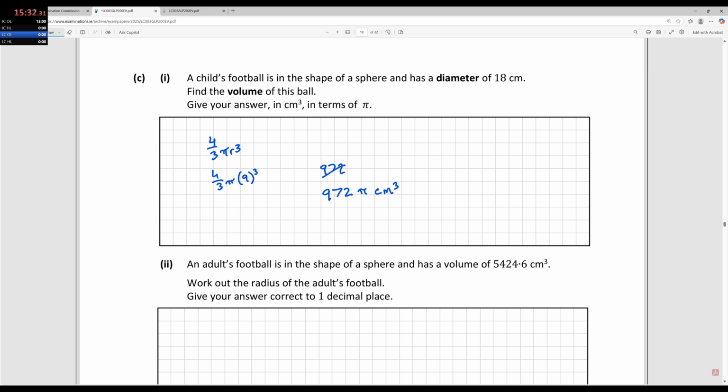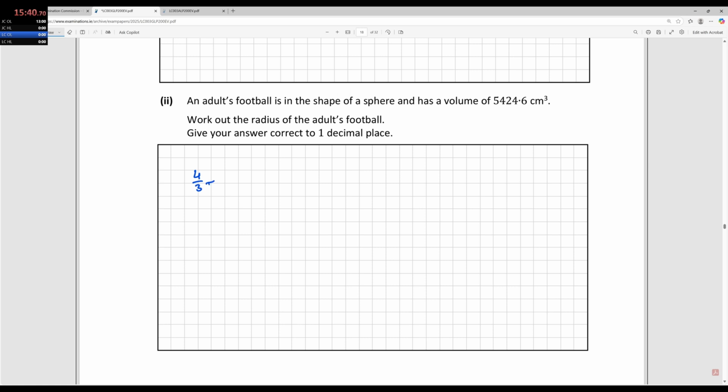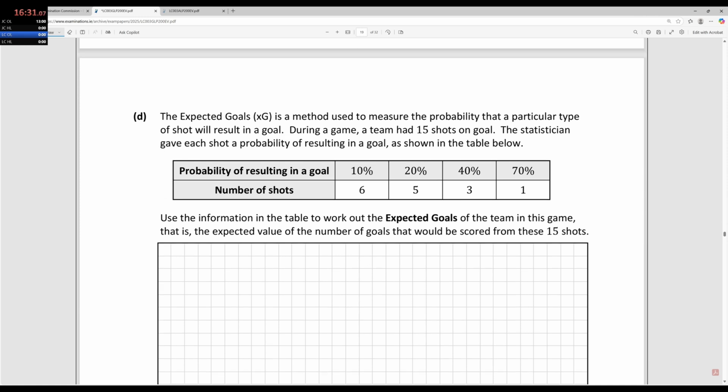Centimeters cubed. An adult's football is in the shape of a sphere and has a volume of this much. What is its radius? So we have to do the same but backwards. So I'm going to say 4 over 3 pi r cubed, but this time we know the answer should be this. So I'm going to divide both sides by 4 over 3 pi. 5424.6 divided by that, it would be r cubed is equal to that 1295-ish number, and then we get the cube root of both sides. I think it's 10.9 to 1 decimal place.